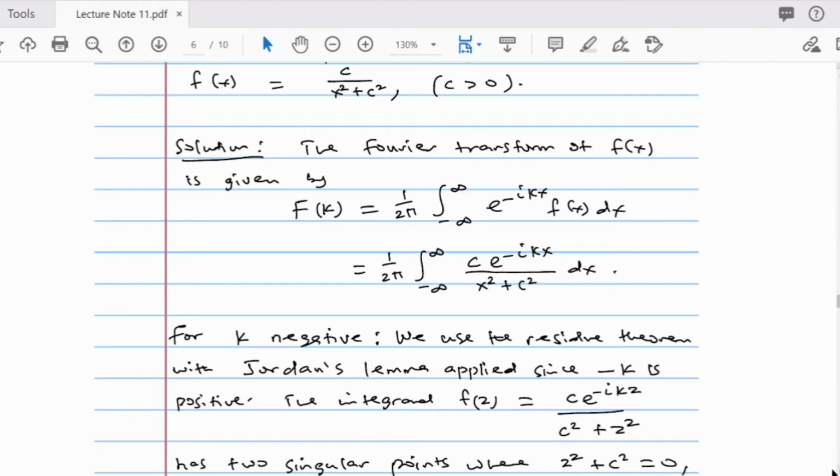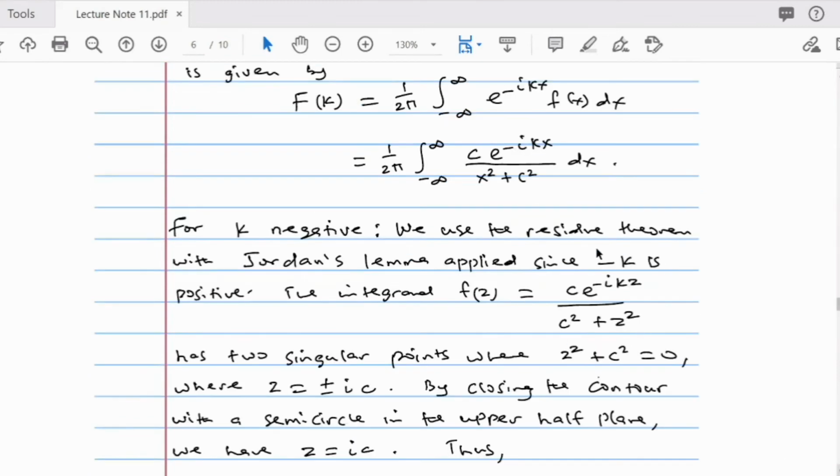So let me look at the singular points of f of z. The singular points of f of z are where the denominator is equal to 0. That is where c squared plus z squared is 0. So I'm going to get z is plus or minus ic. But we want to integrate over a contour which is a semicircle, and this is the upper half plane. So z equals minus ic is not in the upper half plane. It's in the lower half plane. But z equals ic, c is a constant greater than 0.